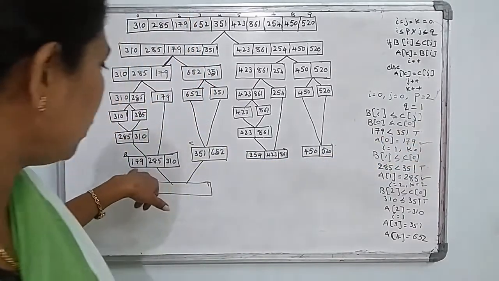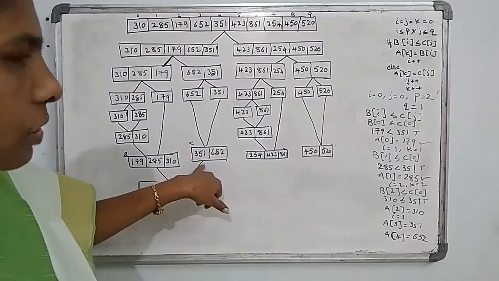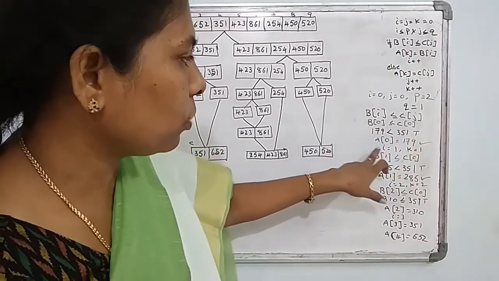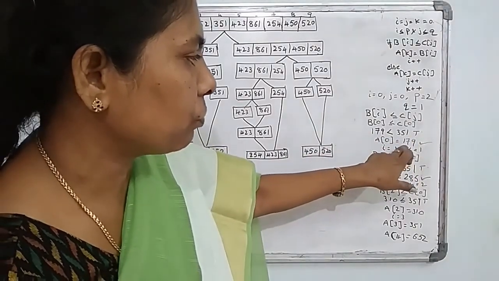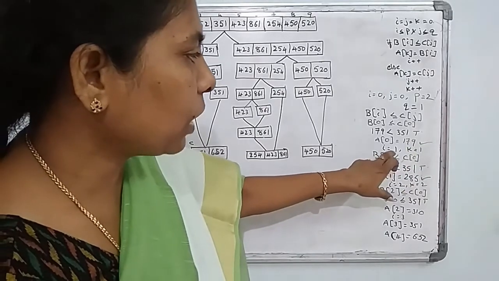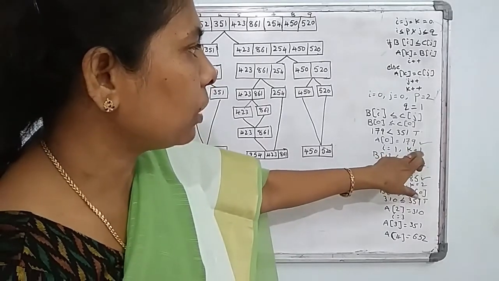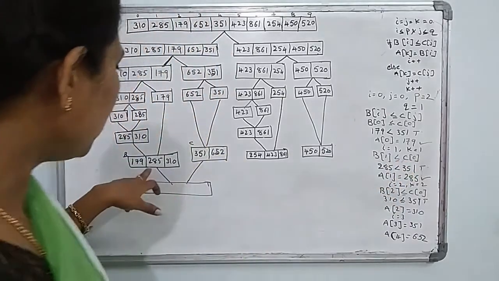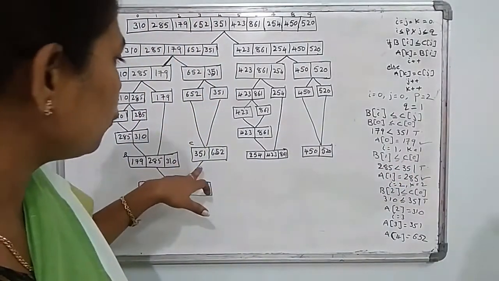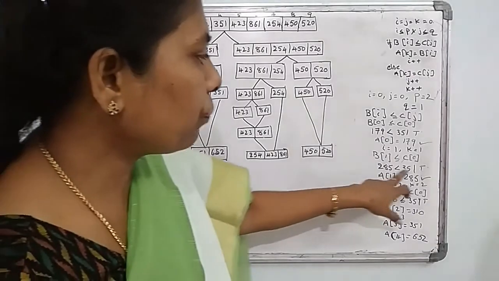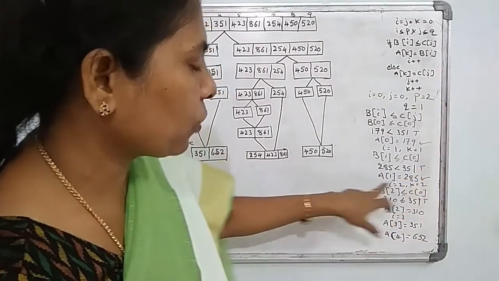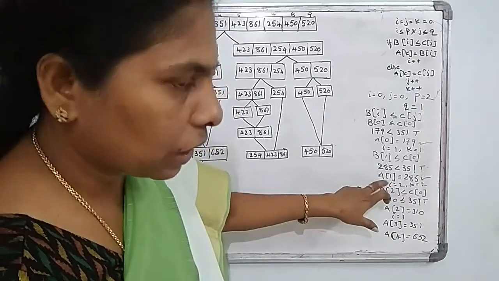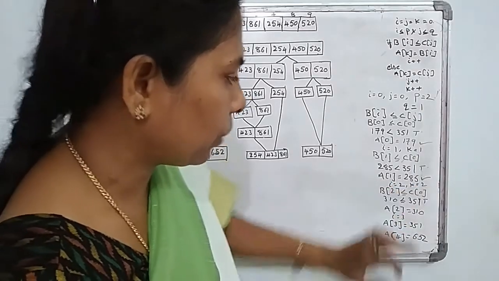So B of 0 means 179, C of 0 means 351. So 179 less than 351, true. So you can take A of 0 equal to 179. Now you can increment the I value and the k value. So B of 1 less than or equal to C of 0. B of 1 means 285 and C of 0 means 351. 285 less than or equal to 351. True. So you store A of 1 equal to 285 and you increment the I value and the k value.